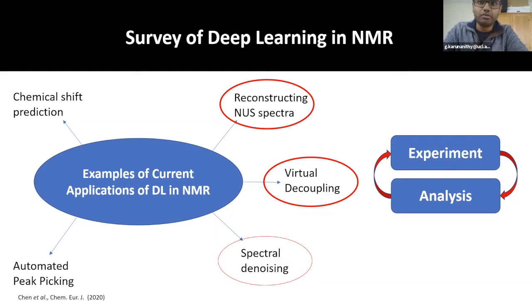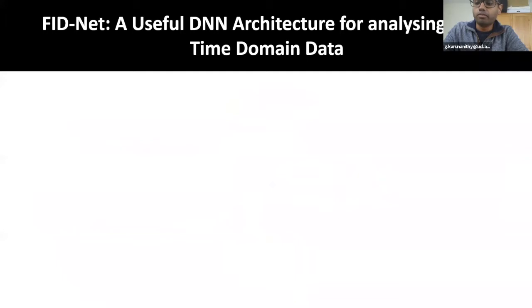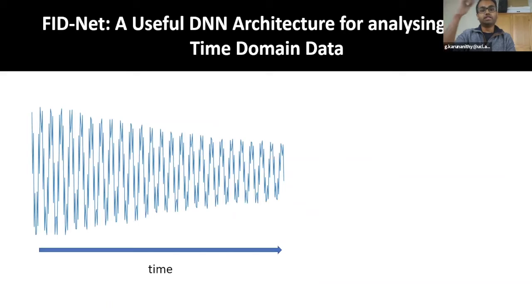So I'm going to start with our architecture. We call it FIDNet, and the reason we call it FIDNet is because the architecture works with time domain NMR data. This was a decision we made early on. We're used to seeing NMR spectra in the frequency domain after they've been Fourier transformed, but our network runs in the time domain.